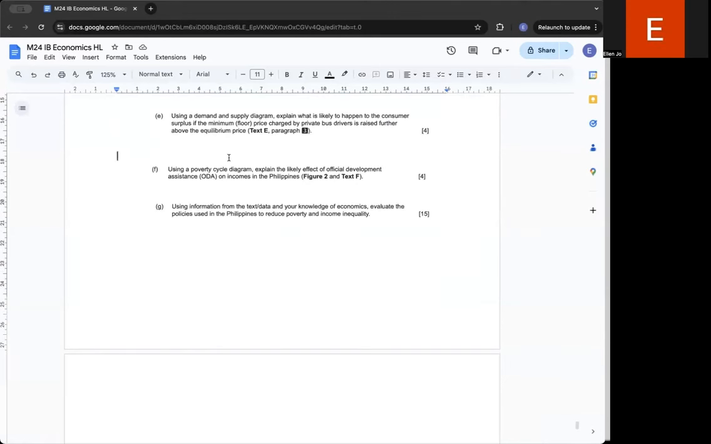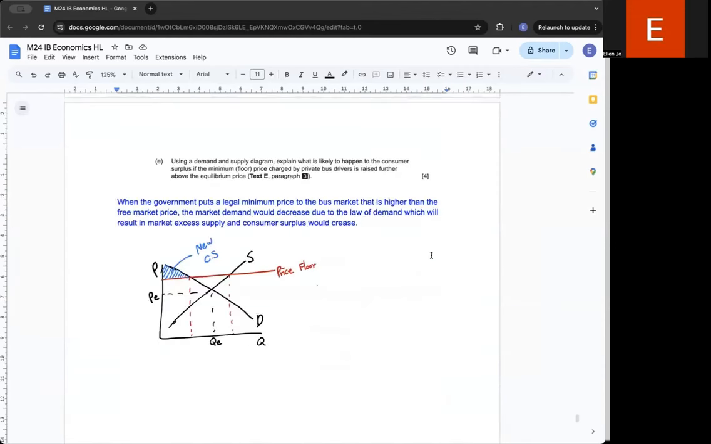E. Using a demand and supply diagram, explain what is likely to happen to the consumer surplus if the minimum price charged by private bus drivers is raised further above the equilibrium price. If the government puts a legal minimum price to the bus market that is higher than the free market price, the market demand will decrease, as we understand with the law of demand, and it will result in market excess supply. Thus, the consumer surplus will decrease. You can find the changed situation for the consumer surplus.